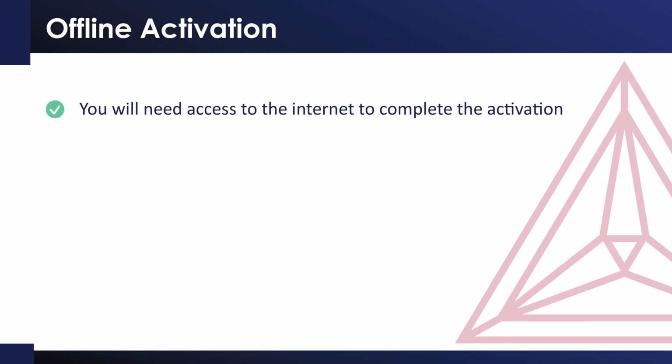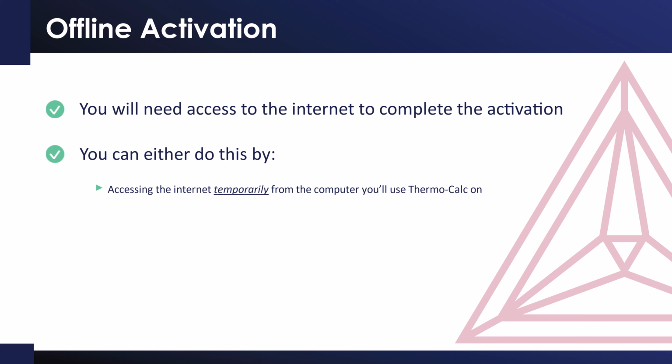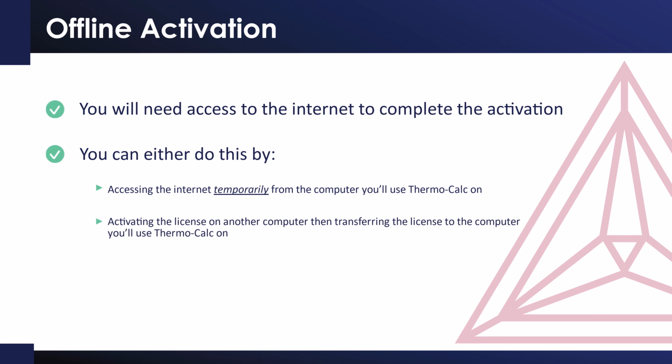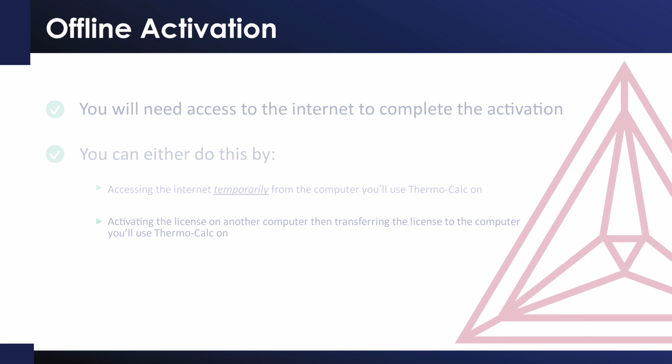For users who need to create an offline activation file, you will need access to the internet to complete the activation. You can either do this by accessing the internet temporarily from the computer you'll use Thermo-Calc on, or activating the license on another computer, then transferring the license to the computer you will use Thermo-Calc on. I'll cover both in this video.